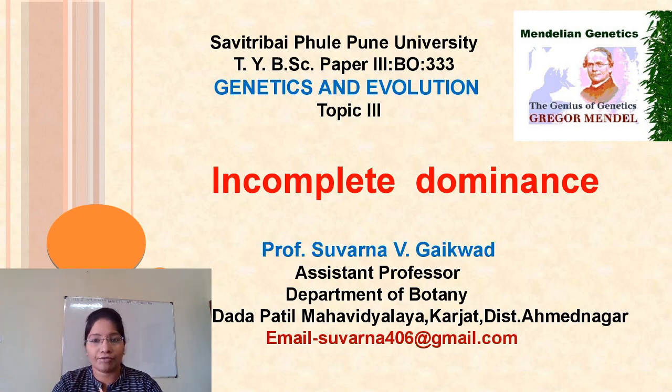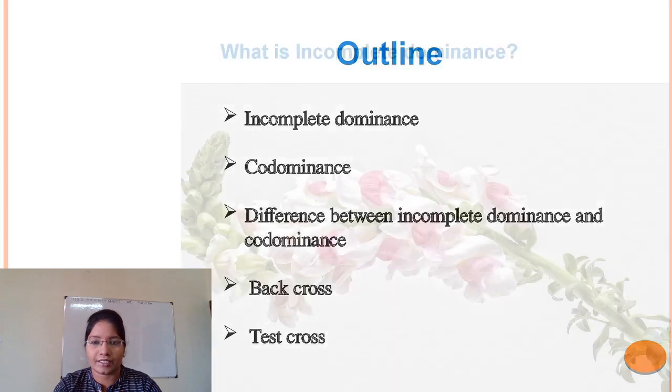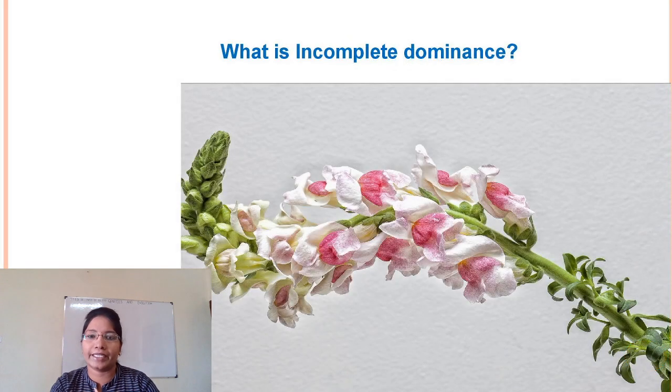In the previous session, we saw the principles of inheritance: the law of dominance, the law of segregation, and the law of independent assortment. In today's session, we are going to discuss incomplete dominance, codominance, the difference between incomplete dominance and codominance, then backcross, and finally test cross. Let's start. So the first point is, what is incomplete dominance?